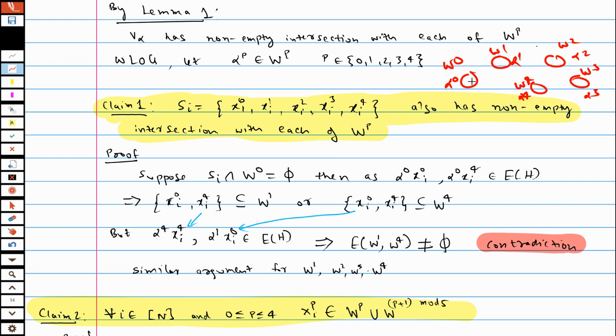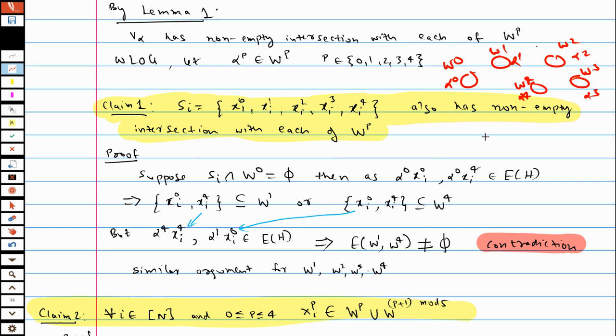Since each witness set contains exactly one alpha, I'm assuming that alpha zero is in W0 and alpha one is in W1, because if it is not, then we can rearrange. So I'm assuming that all the alpha i belong to Wi, because otherwise we can rename the W's, right? So this is true. So I'm supposing that Si doesn't intersect with W0, right?